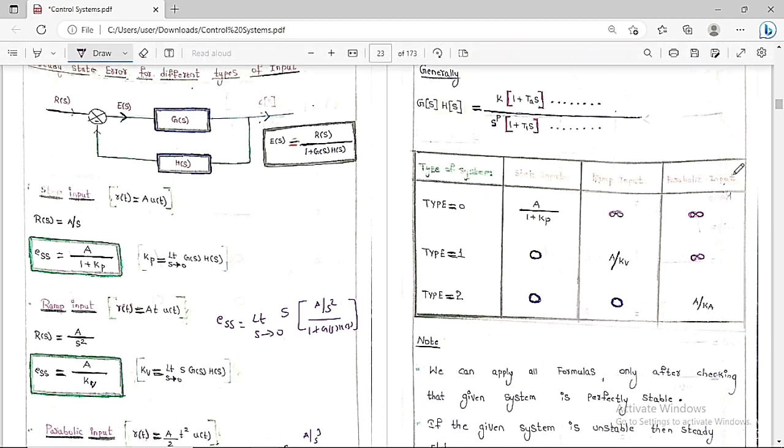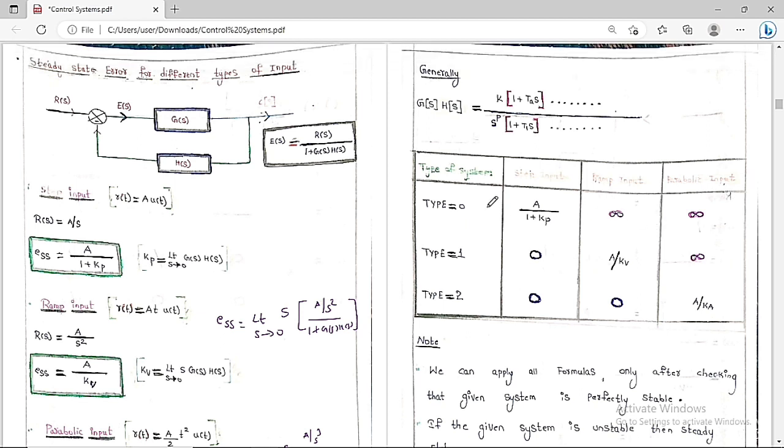So now I am going to give you this table. This table is a very, very important table. If you remember this table, you can solve this question in a fraction of seconds. So this is the type of the system, and this is the steady state error for different types of inputs: for step input, for ramp input, and for parabolic input. So type 0, type 1, type 2, step input, ramp input, and parabolic input.